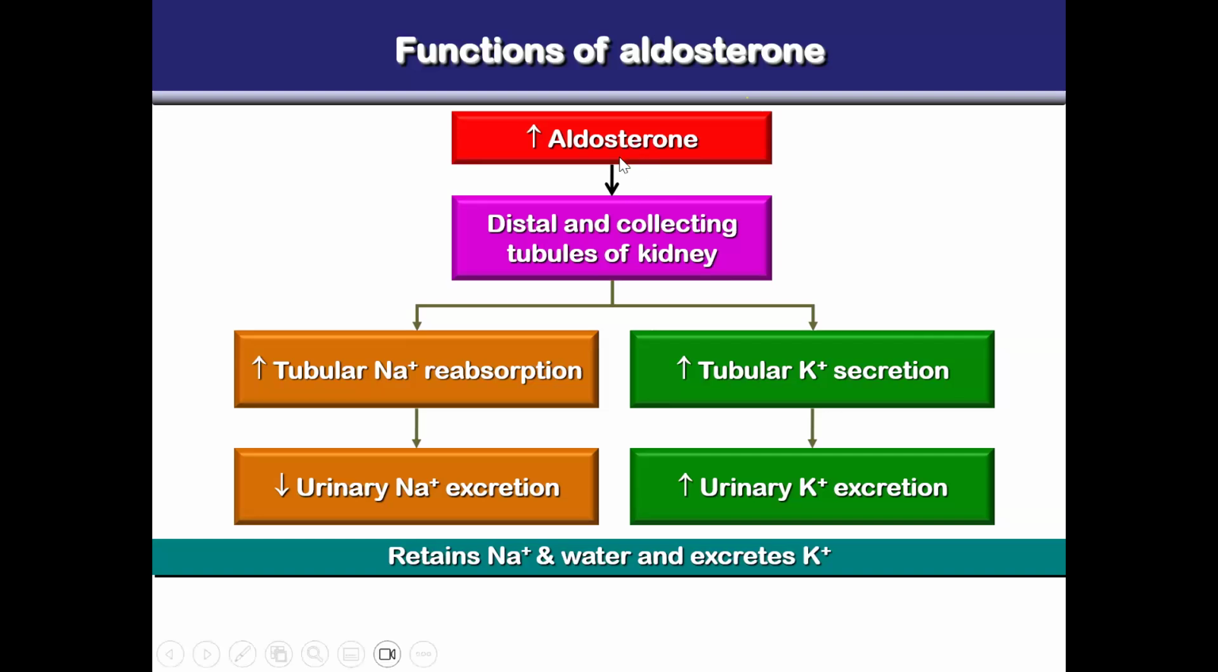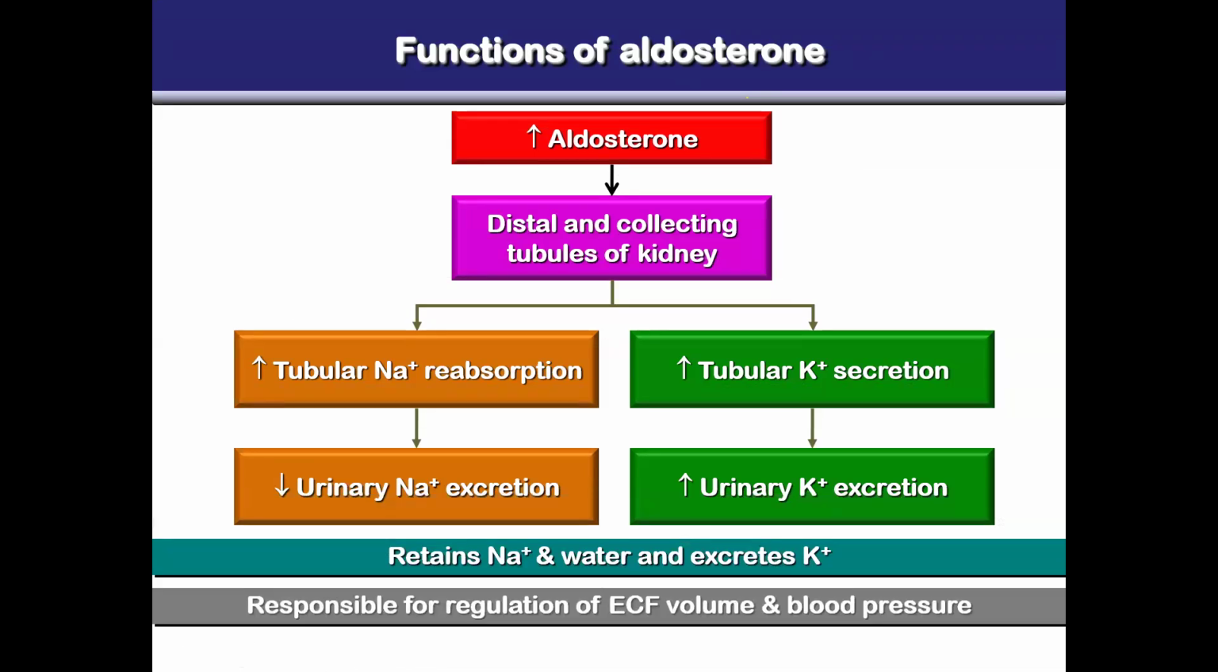So when a person has high levels of aldosterone, there will be more sodium reabsorption, which will mean there will be more water reabsorption as well. And at the same time, there will be more excretion of potassium. There will be more loss of potassium through the urine. So this reabsorption of sodium and water will affect extracellular fluid volume and blood pressure. Because when more sodium and water is retained in the body, this will increase the blood pressure.